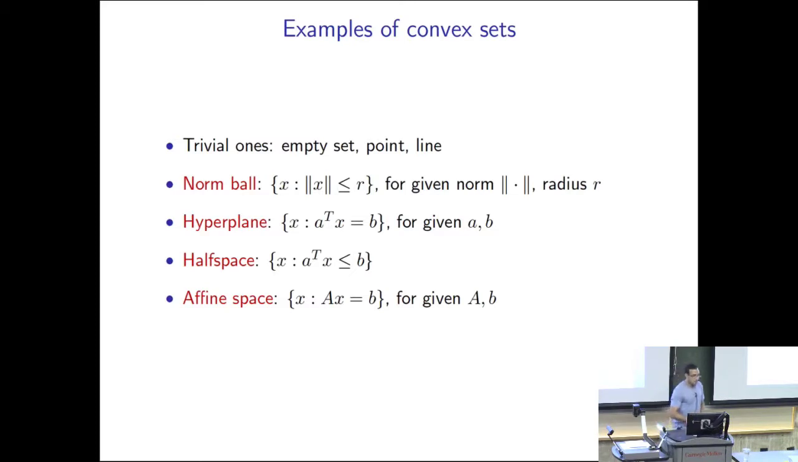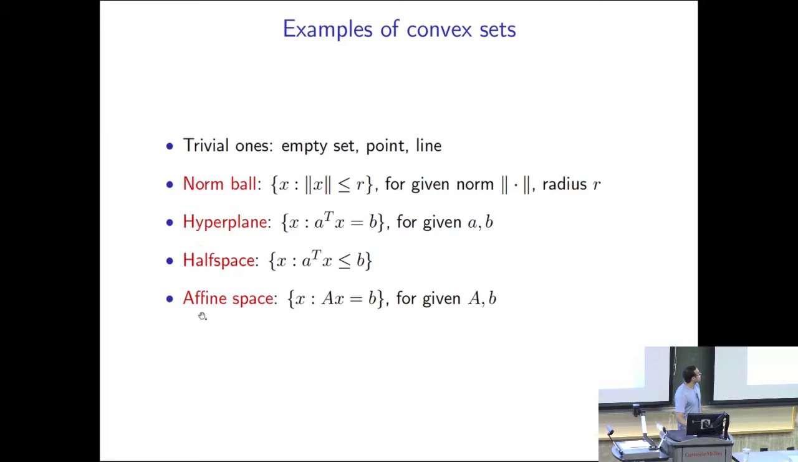Some examples of convex sets, trivial ones like a point is convex, a line is convex, the empty set is convex. All of Euclidean space is convex. All of these points satisfy the definition of a convex set.